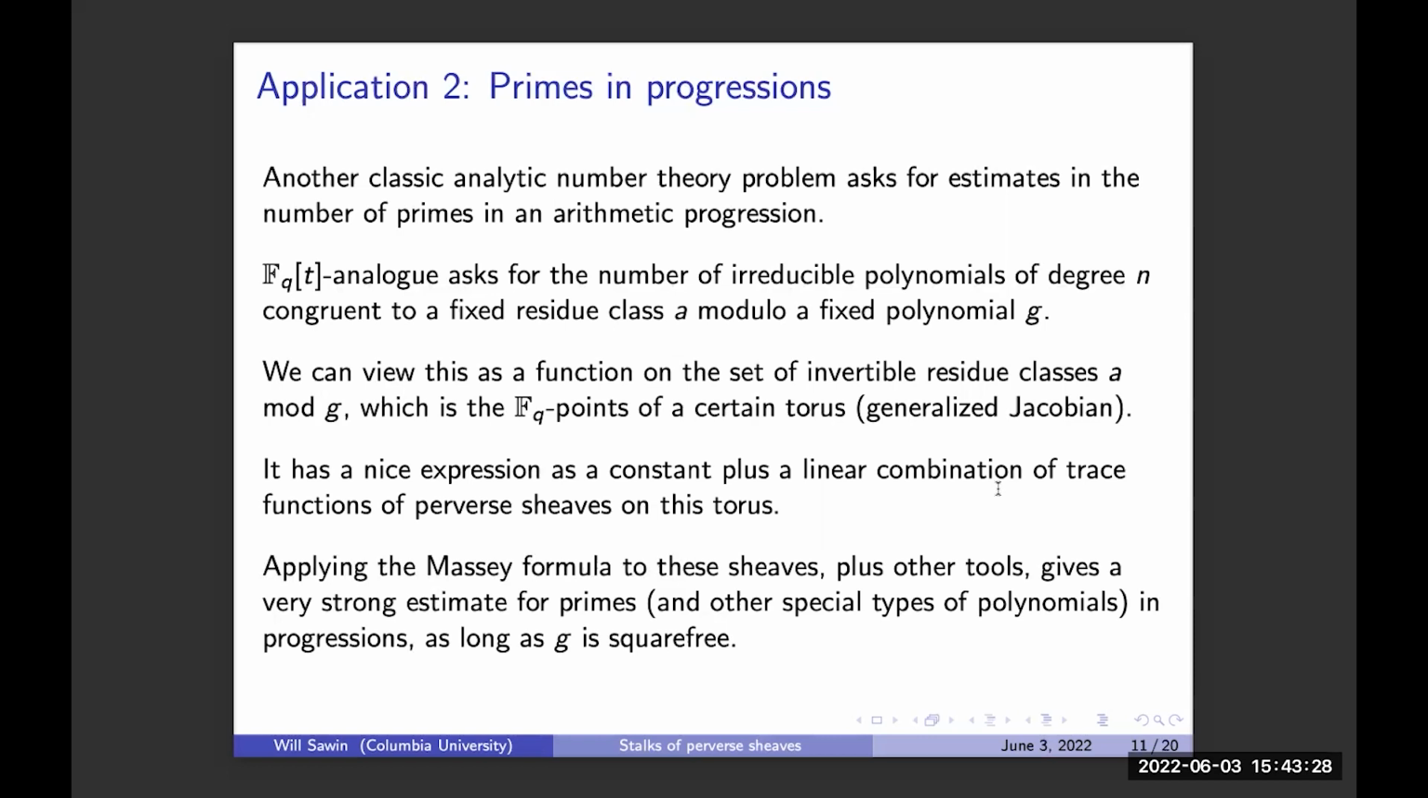So I stated this is about estimating a number, about counting something, but to apply the machinery of perverse sheaves, we want to turn it into a question about a function. And so we view this count as a function on the set of invertible residue classes A modulo the polynomial G, because primes are always, or almost always, invertible modulo G. And you can think of that set as the finite field valued points of a certain algebraic variety, a torus or a generalized Jacobian.